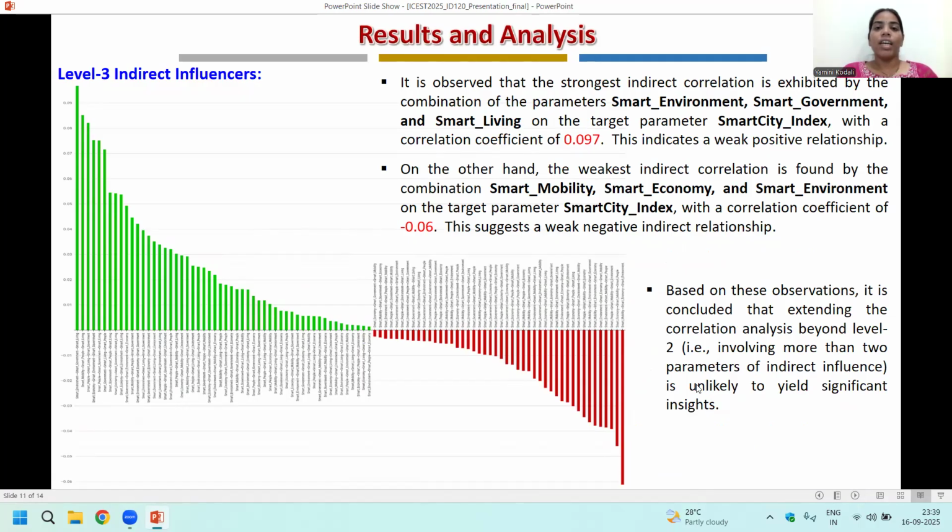Level 3 indirect influences. It is also observed that the strongest indirect correlation is exhibited by the combination of the parameters smart environment, smart government, and smart living, on the target parameter smart index with a correlation value of 0.097. This indicates the weakest positive relationship, which we can observe as 0.097 in the diagram. On the other hand, the weakest indirect correlation is found for the combination of smart mobility, smart economy, and smart environment on the target parameter smart index with a correlation coefficient value of 0.06, which is a weak negative indirect relationship. Based on these observations, it is concluded that extending the correlation analysis beyond level 2, that is, involving more than two parameters of indirect influence, is unlikely to yield significant insights.